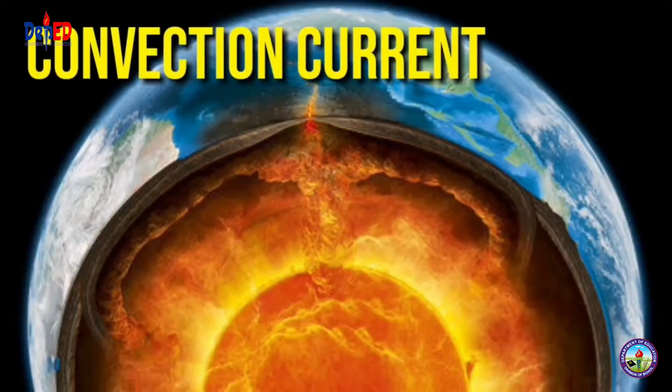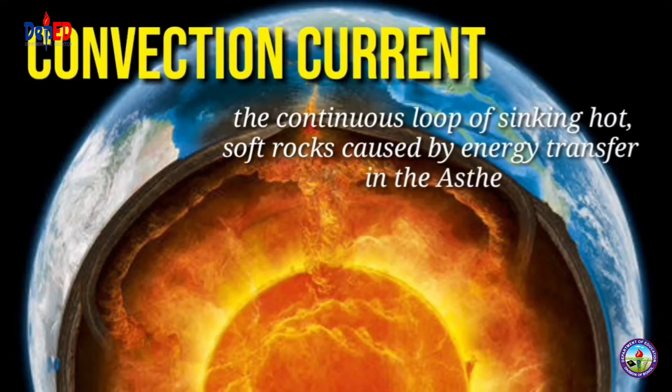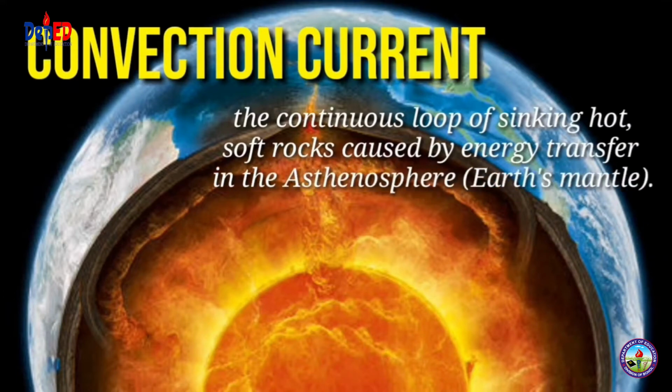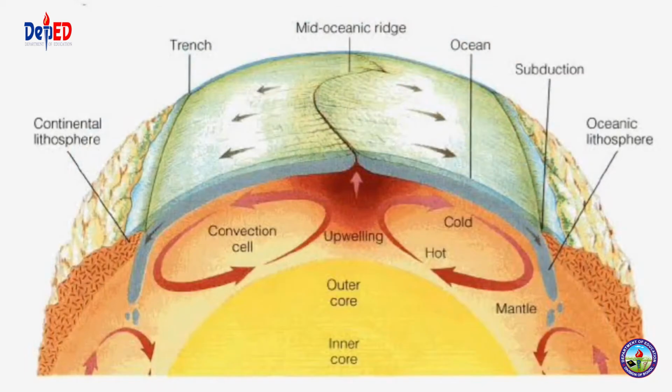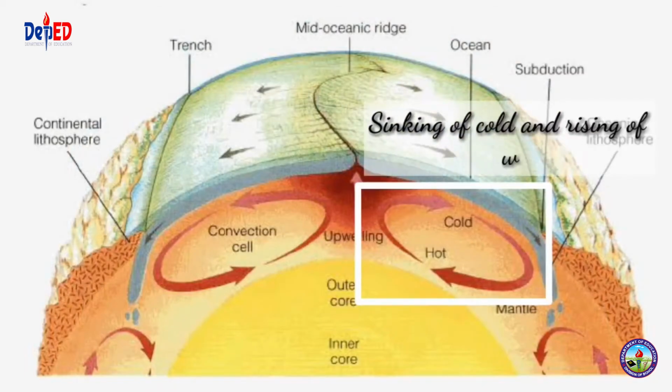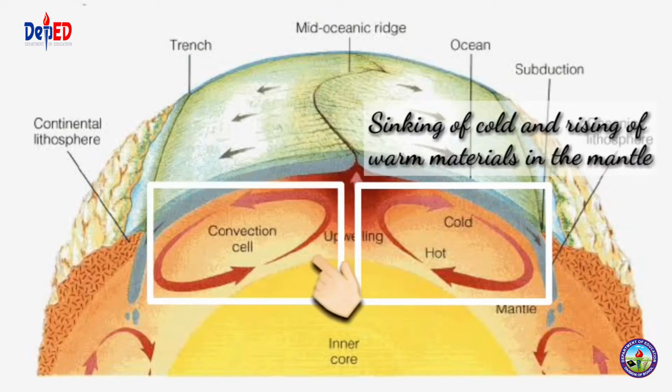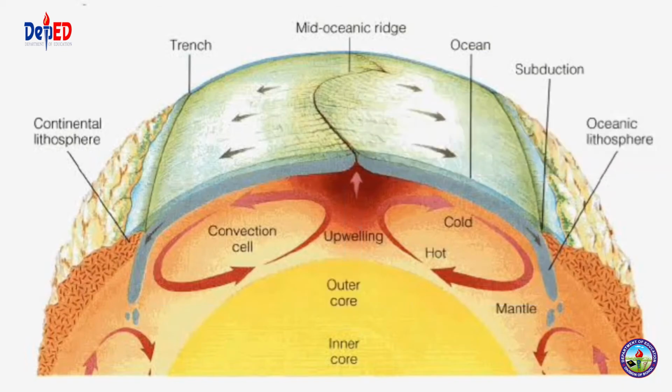Convection helps to move heat within the Earth. Convection current is a continuous loop of sinking hot, soft rock, caused by the energy transfer in the asthenosphere or the Earth's mantle. Convection creates layers of sinking cold and rising warm materials in the mantle. This circular pattern is called the convection cell. This carries heat to the surface of the mantle much faster than heating by conduction. A convecting mantle is an essential feature of plate tectonics.